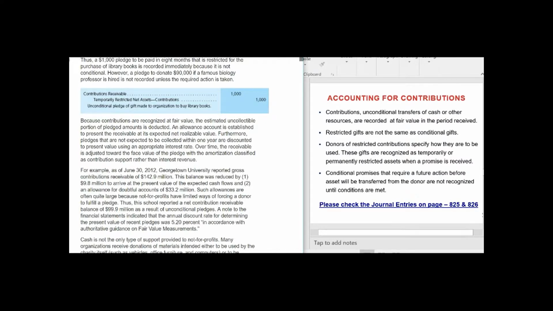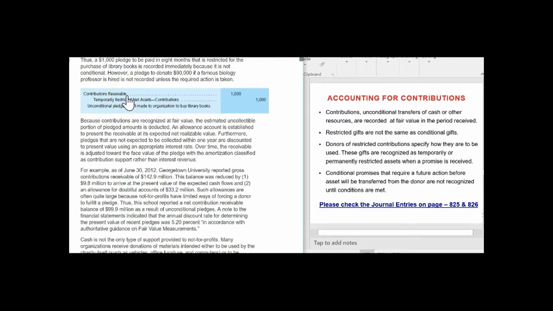So we will see one example from your textbook. If you have the textbook, you can open page number 825, and it says that a $1,000 pledge to be paid in 8 months, and that is restricted for the purchase of library books, is recorded immediately because it is not conditional. You are not receiving the $1,000 right now, so you will record it as a receivable, and they call it contribution receivables, since you're going to receive it in 8 months.